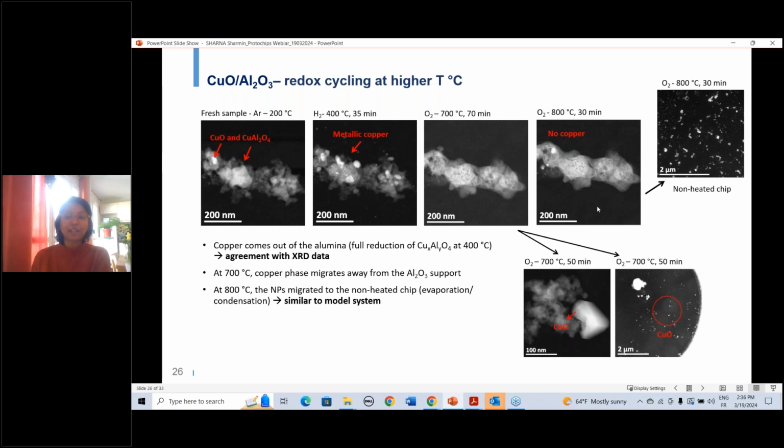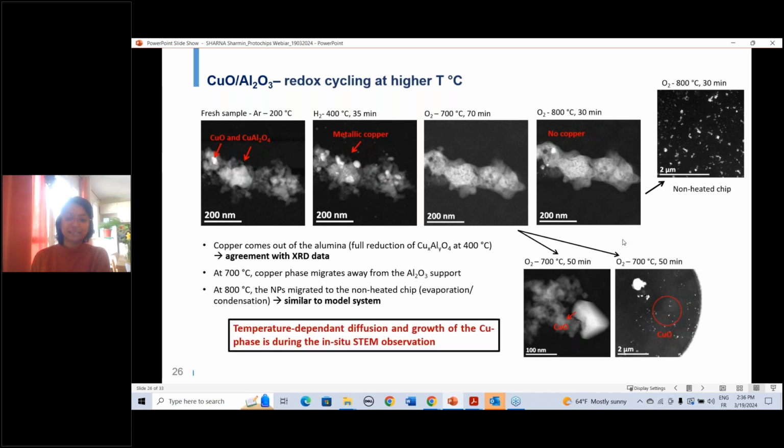And then when we heat it to 800 degrees Celsius, after 30 minutes, we don't see the copper anymore. When we played with the focus of the microscope, we see some copper got deposited on the non-heated chip, on the other chip. So clearly we see a temperature-dependent migration of the copper within the support, as well as migration, evaporation, and redeposition, maybe on the other chip, which is not heated.